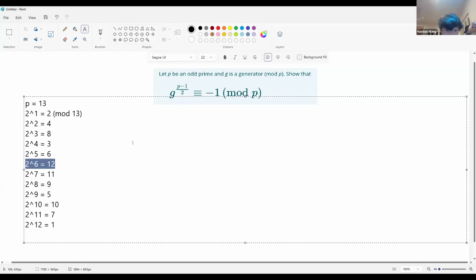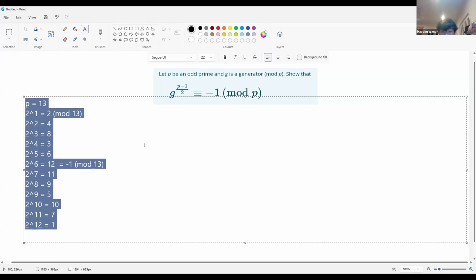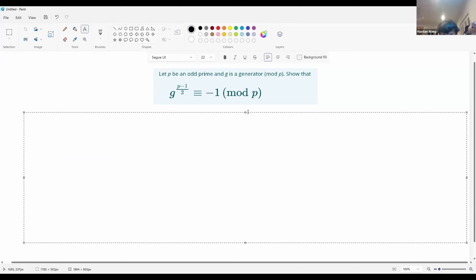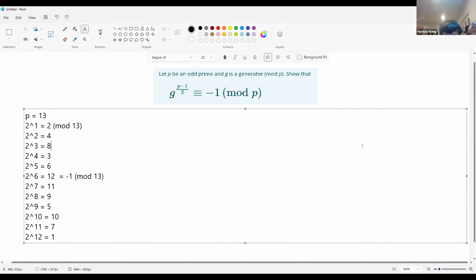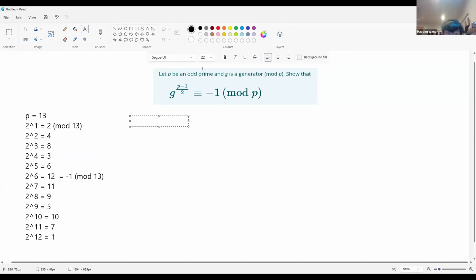And then also this acts as a good small example for the problem we're working on, which is g to the p minus 1 is congruent to negative 1. And indeed, that's true. 12 is congruent to negative 1 mod 13, because 12 is 13 minus 1. So, how do we do this? Actually, let's keep that example, just so you can compare with a more concrete example instead of g and p and stuff.